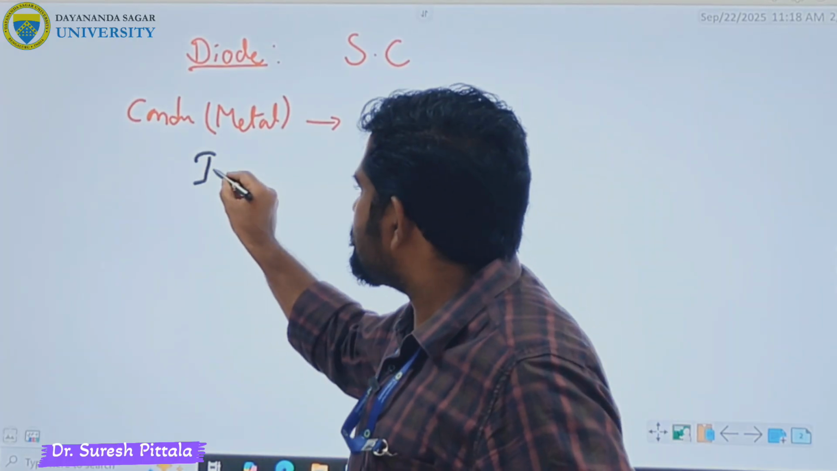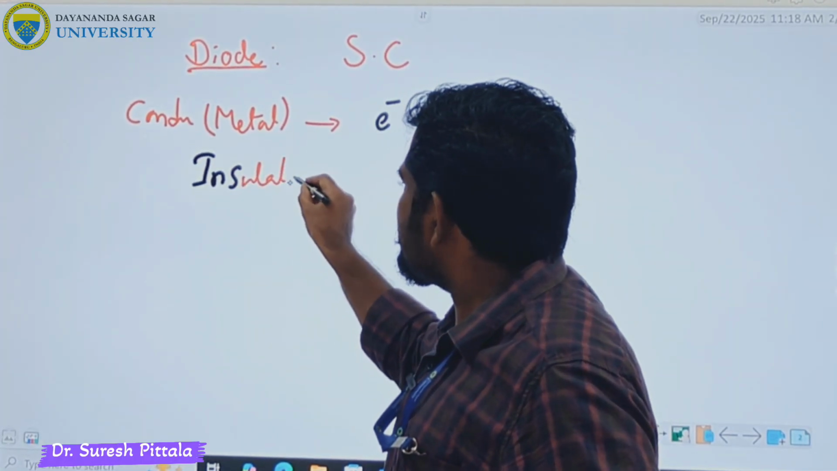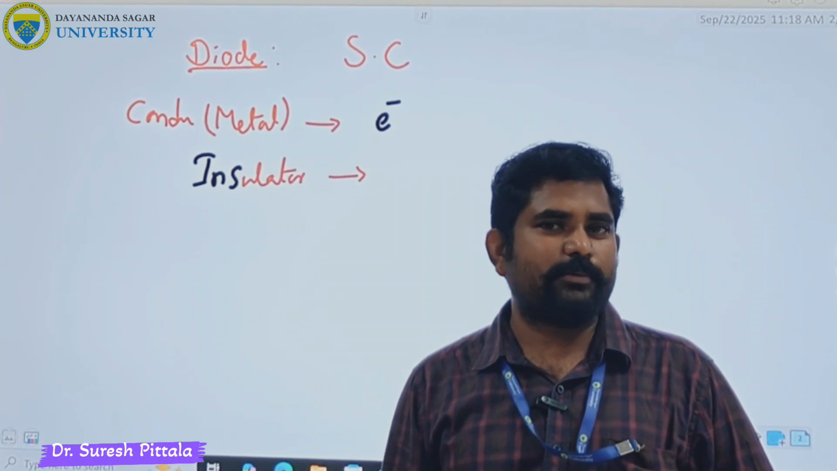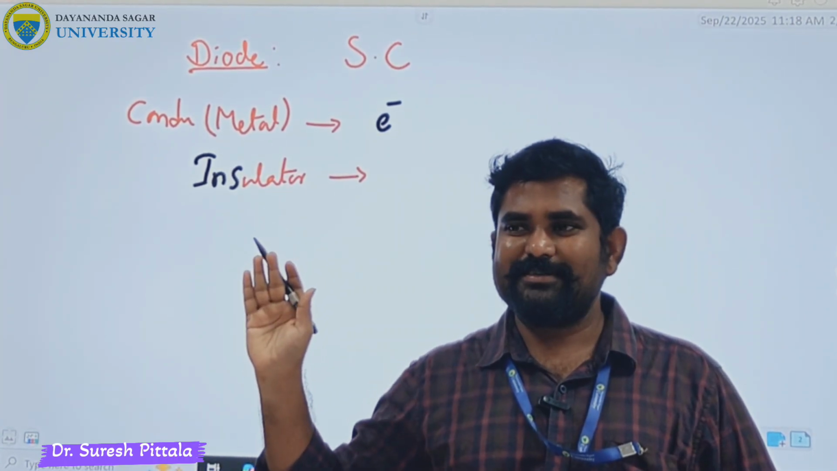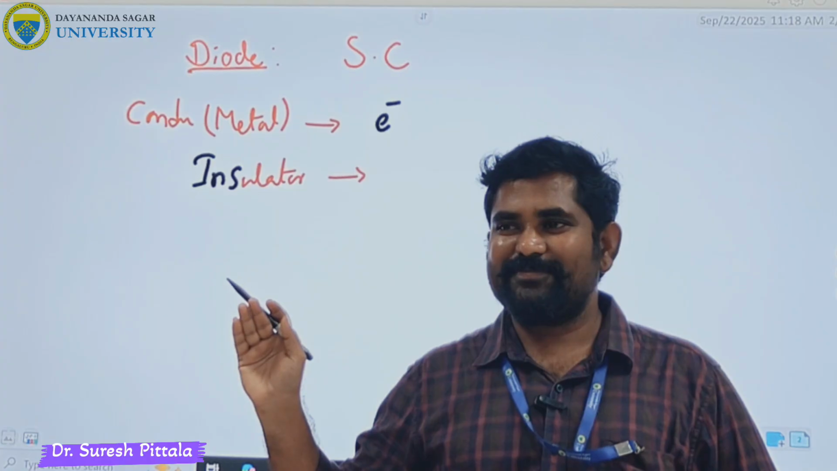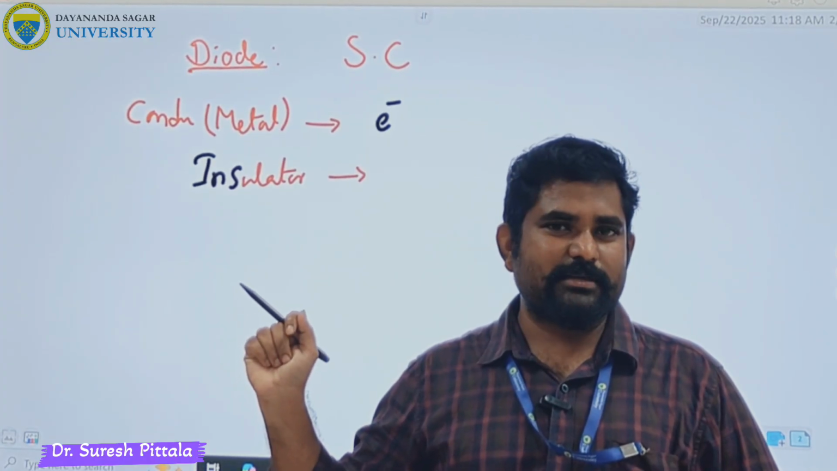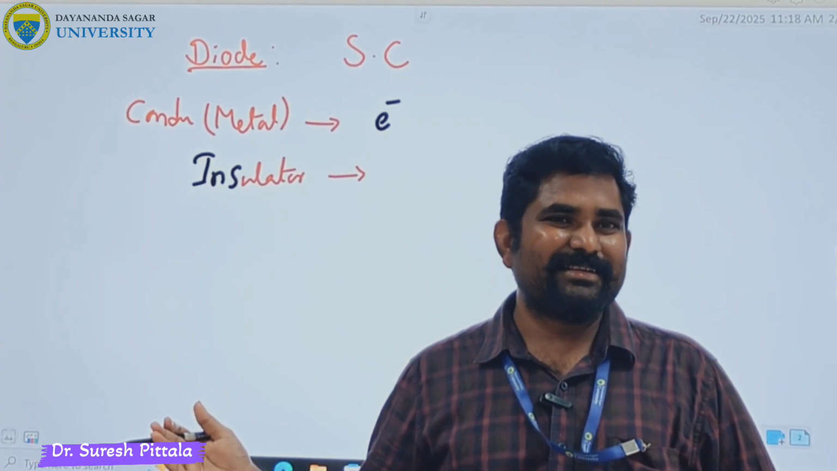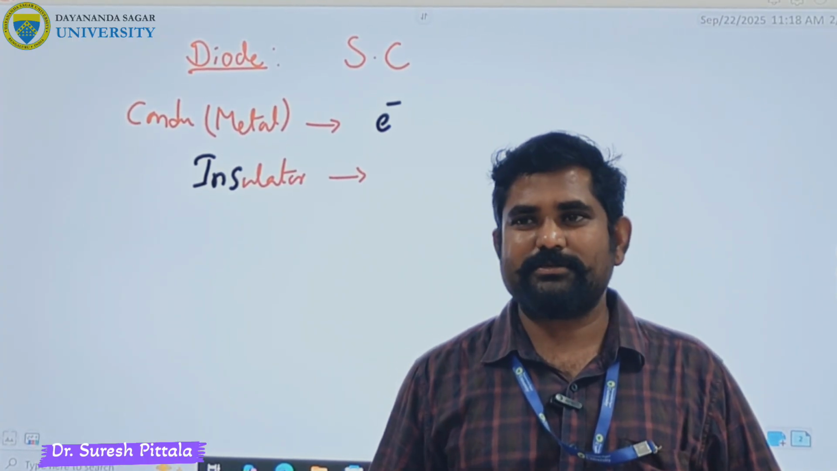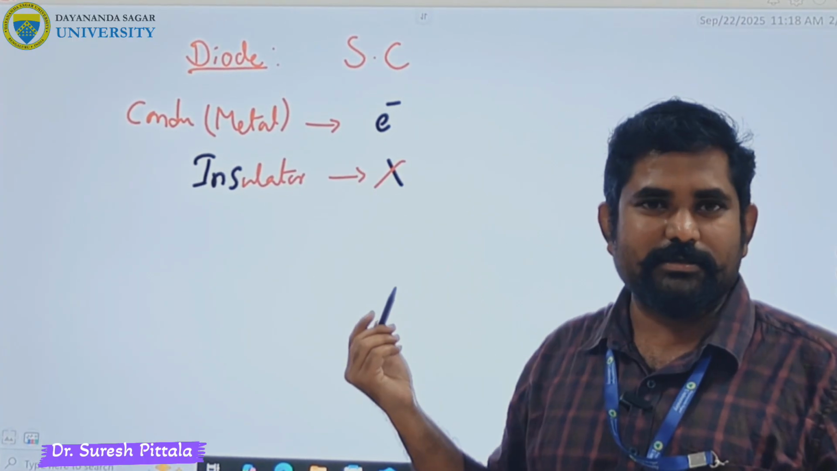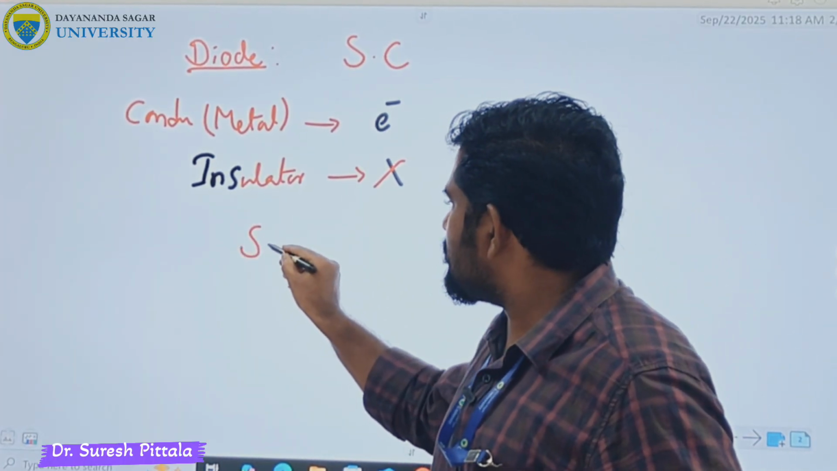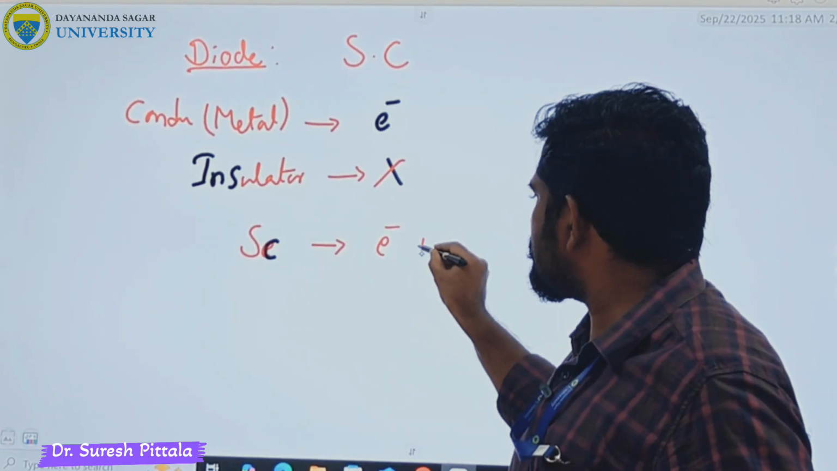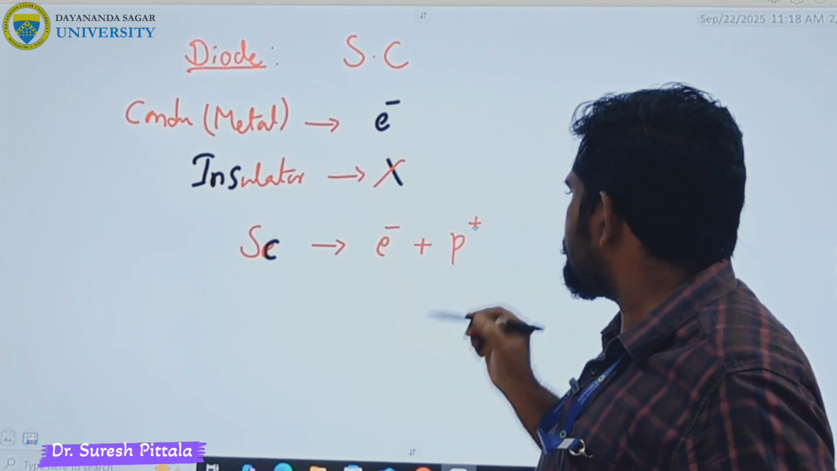And insulators, an insulator has charge carriers, holes? How many of you say it is holes? Insulator charge carriers. Does the insulator conduct electricity? Then where is the charge carrier? Nobody carries the charge. So an insulator doesn't have any charge carrier, right? So the beauty of semiconductors here is that it has electrons as well as holes.